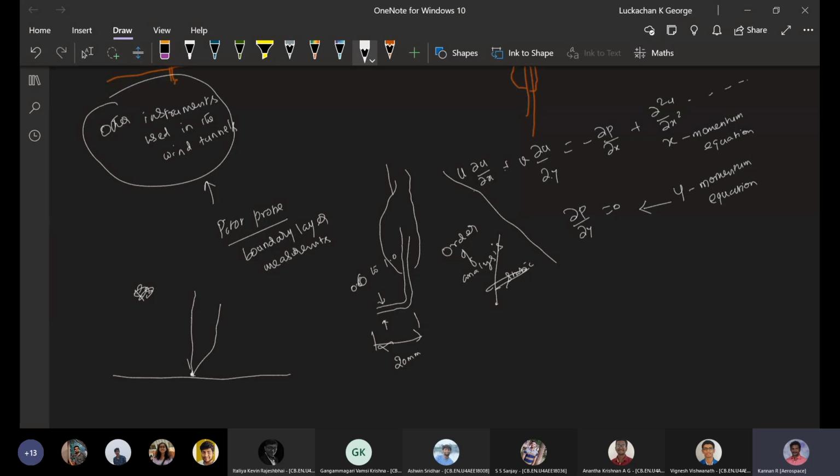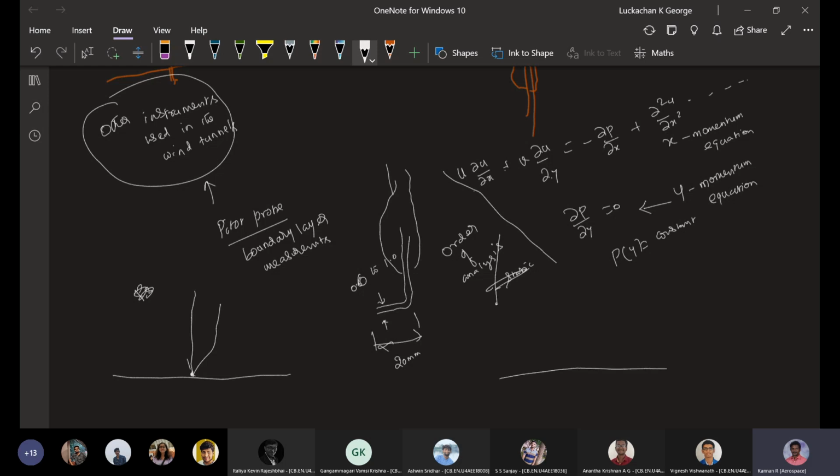So now you can refer here. If you do that, you are going to get u times dou u by dou x plus v times dou u by dou y is equal to minus dou p by dou x plus the viscous term, dou square u by dou y square, and other terms. In the same way, if you go for the y momentum equation and order of analysis, you are going to get dou p by dou y is 0. Means your p at a particular y is going to be constant. That's the meaning of that if you solve that equation.